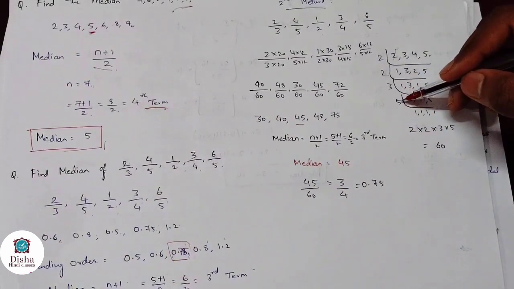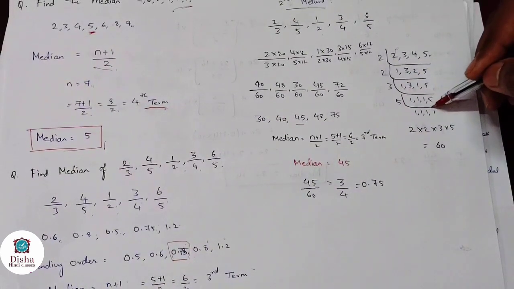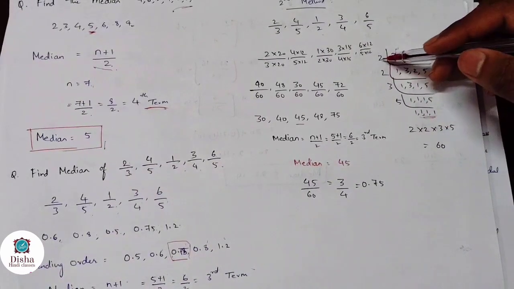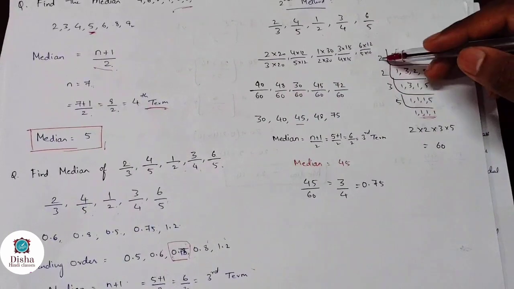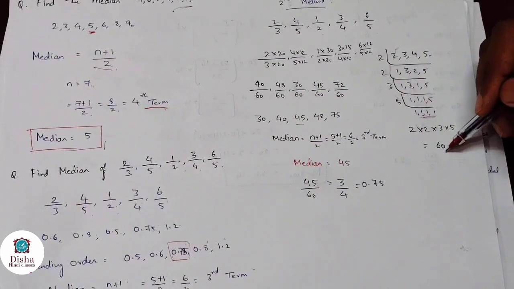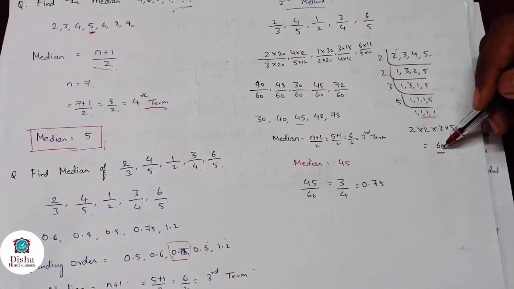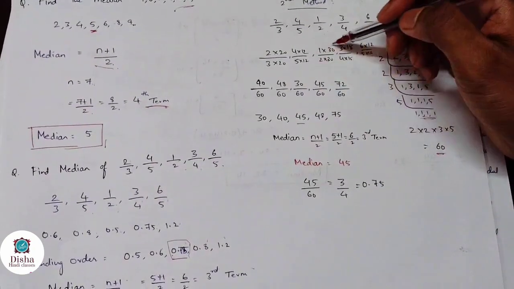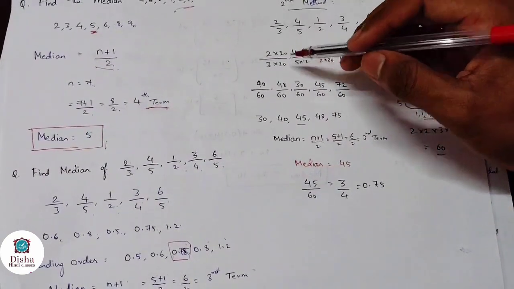Here the 3 gets cancelled. We get 5. Then the 5 gets cancelled here. So we'll get 1 in all the factors. Now we find the LCM by multiplying all these: 2 into 2 into 3 into 5. We'll get 60. So the LCM is 60. Now we have to equate the denominators of all as 60. So how will we be doing it?